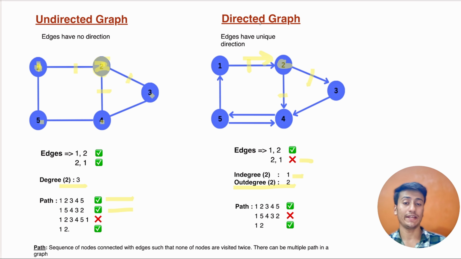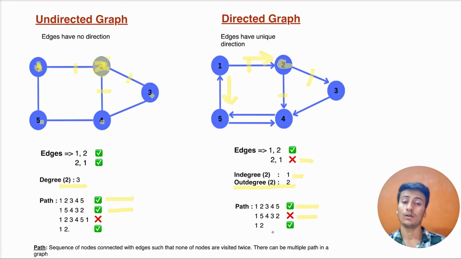Same goes for the directed graph. We will just follow the direction of the edge. So I can say I am going from 1, 2, 3, 4, 5. This is a valid path. But I can't say I am going from 1 to 5 because there is no edge going from 1 to 5. So I can't say I have a path 1, 5, 4, 3, 2.